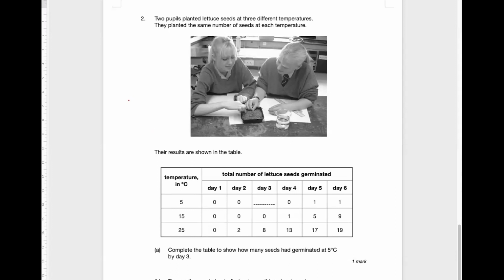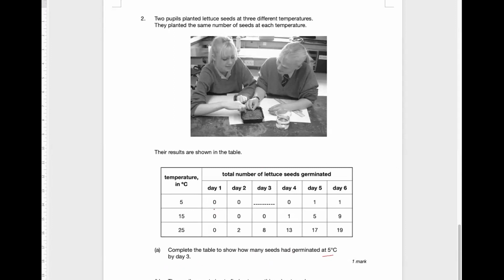Okay, so question 2 says two people planted lettuce seeds at different temperatures. They planted the same number of seeds at each temperature. The results are shown in the table. It says complete the table to show how many seeds had germinated at 5 degrees by day 3.